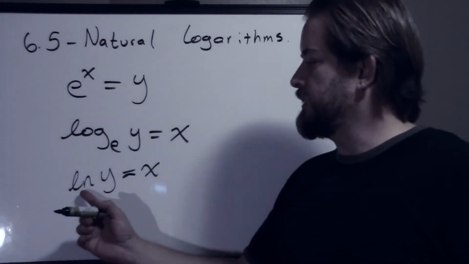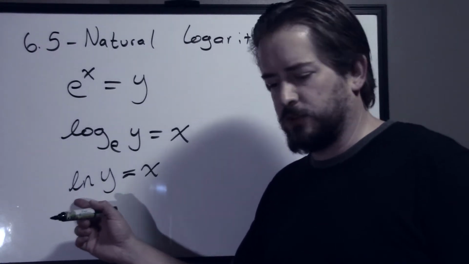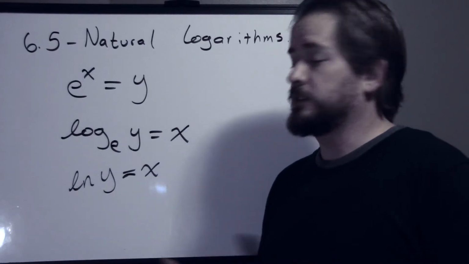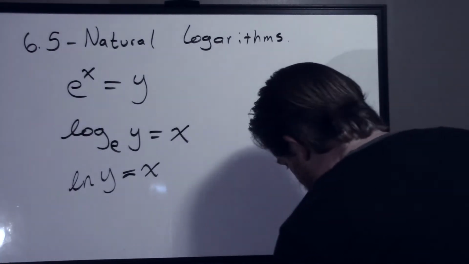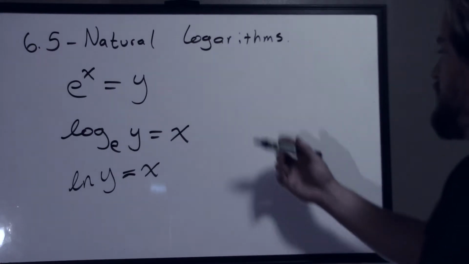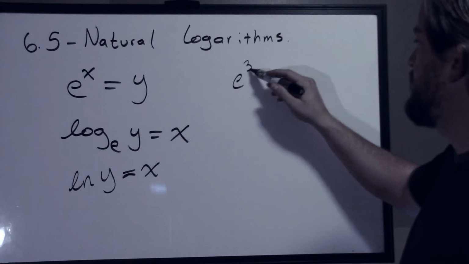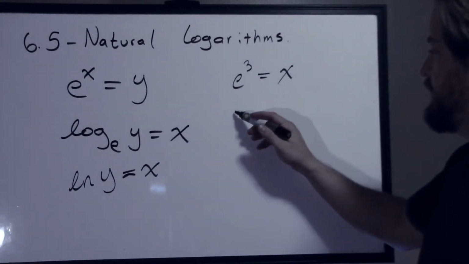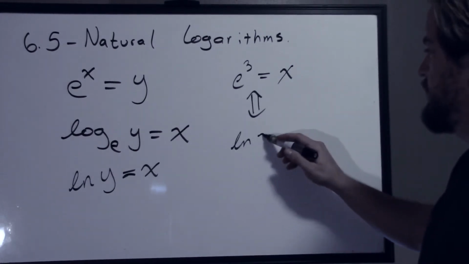And this then is our natural logarithm, the logarithme naturel. I think it's a French guy that made us do this, but this is our natural logarithm. It's just the logarithm with a base of e. So we might see this as something like e to the third is equal to x, right? To rewrite this, I would simply write that this is equivalent to the natural log of x is 3.